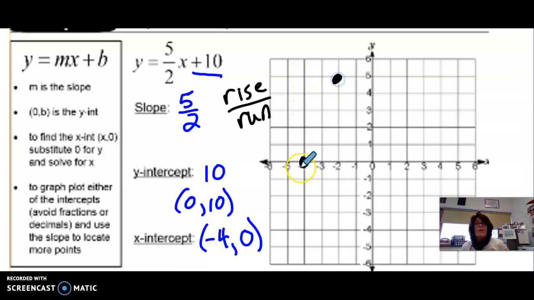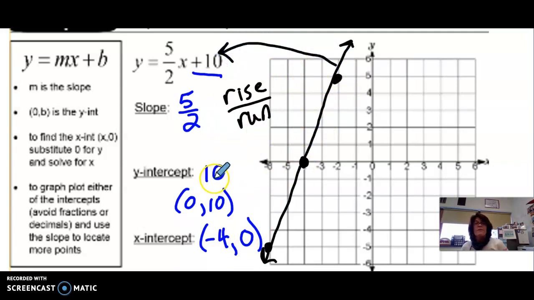Or I can go down 5 and to the left 2, because negative divided by a negative is still a positive slope. Okay, that's going to go through, if I could extend this, you can see that the y-intercept would be (0, 10). This is what every single point on this line works in this equation.